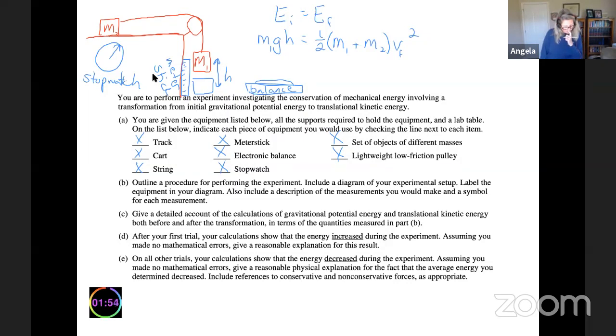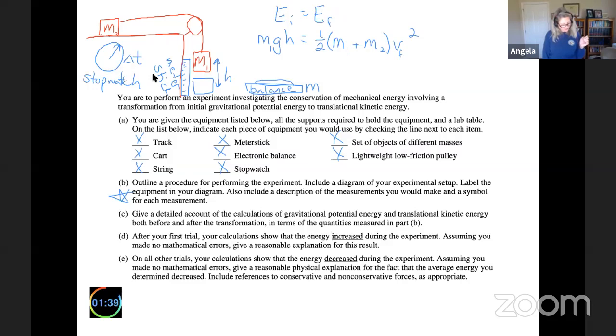Label the equipment in the diagram. Measurement and a symbol for each measurement. You've got to read all of these words. A symbol. So this symbol would be M. This one would be h. This one would be delta t. Right? Those are all our measurements, I think.